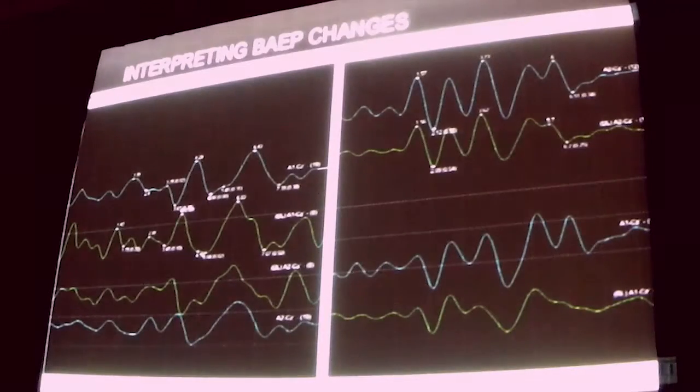So, interpreting BAP changes. In the operating room, the task is to detect changes in the auditory potentials from a baseline recording done after the patient is put to sleep, but before the operation begins. If possible, the observed changes should be related to specific manipulations such as stretching, compression, or heating neural tissue, and the anatomical location of the structures, the function of which cause the changes, should be identified to the surgeon.